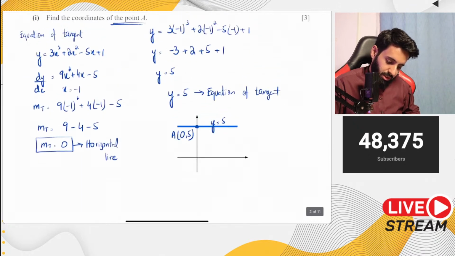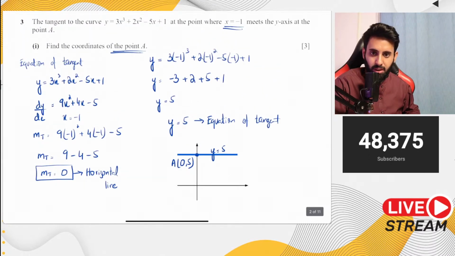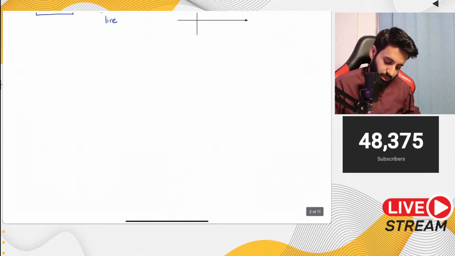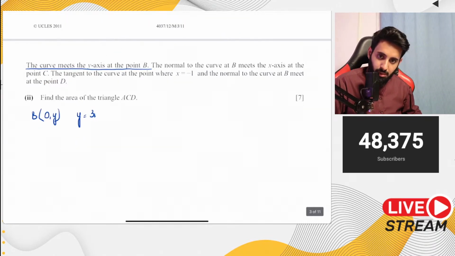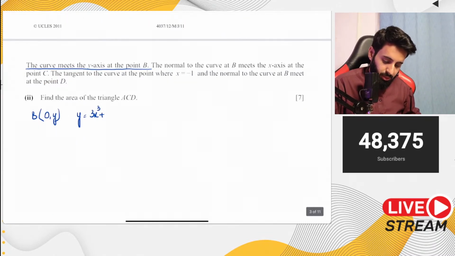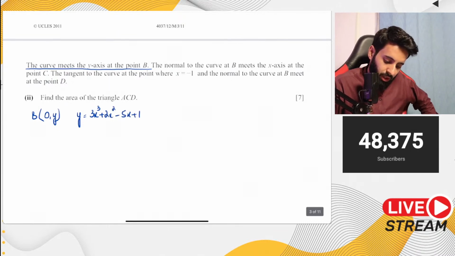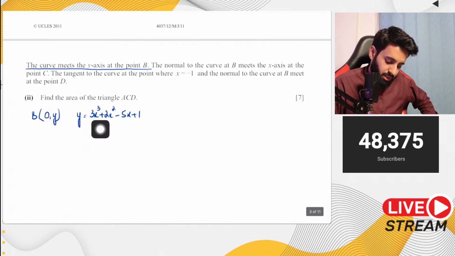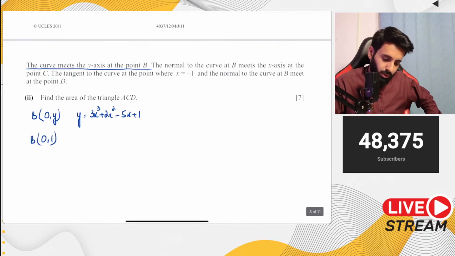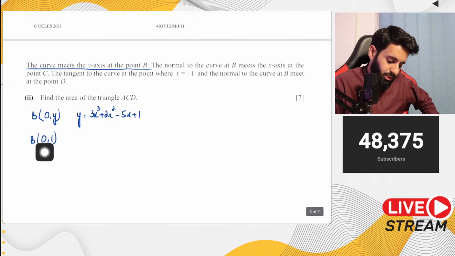And let's write down the equation of the curve. The equation of the curve is y equals 3x cubed plus 2x squared minus 5x plus 1. Now again, you don't really need to work hard. You can see that if you plug in 0 in place of x, everything becomes 0 except for the 1 that you have at the end. So that means B is the point (0, 1).